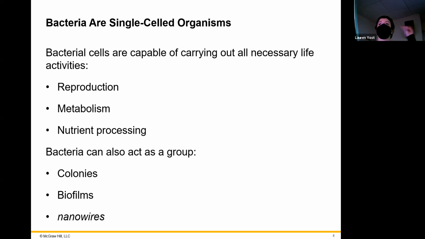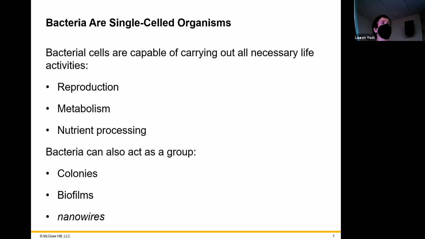Each cell is capable of reproduction. It has its own metabolism. So these are creating molecules and breaking down molecules, and how we create energy in the cell. That's metabolism. All of the entire chemical processes in a cell, that's metabolism. Nutrient processing, being able to take in whatever nutrients you need and use them for building new cell parts and creating energy for the cell, all of that. Each cell can do all of those things.